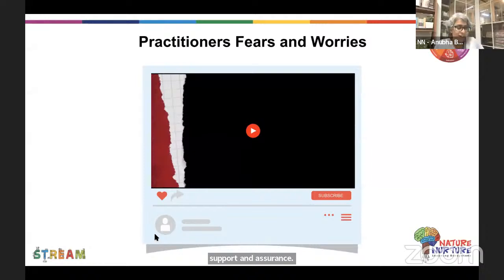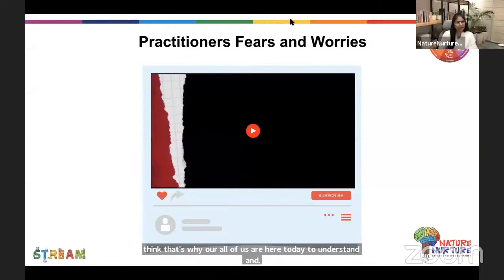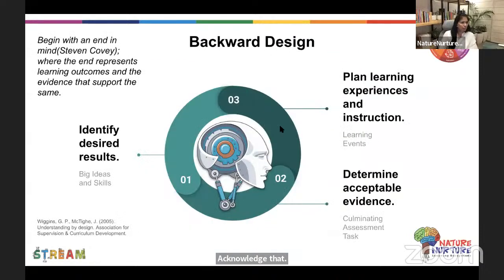So Pooja ma'am, what I see is that a lot of times we are afraid of what we are doing because we are so invested. But I feel that the first step is to acknowledge and accept that we don't know enough. I think that's why all of us are here today, to understand and acknowledge that. So let's pick up a prototype and delve deeper into it. All right.